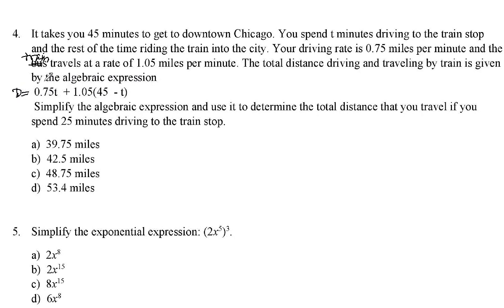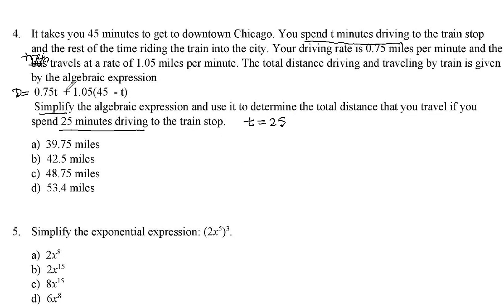So the 0.75 times t, that's your driving distance, and then the 1.05 times the time that's left. 45 is your total, so 45 minus t is the number of minutes left. That's your total distance by train. So distance driving plus distance train is your total distance. And they ask us to simplify the algebraic expression and use it to determine the total distance if you travel 25 minutes driving. So that's saying t equals 25, because t is your driving time. Okay, you spend t minutes driving.